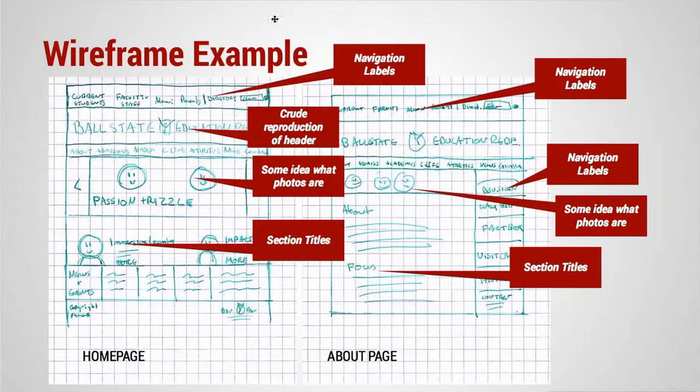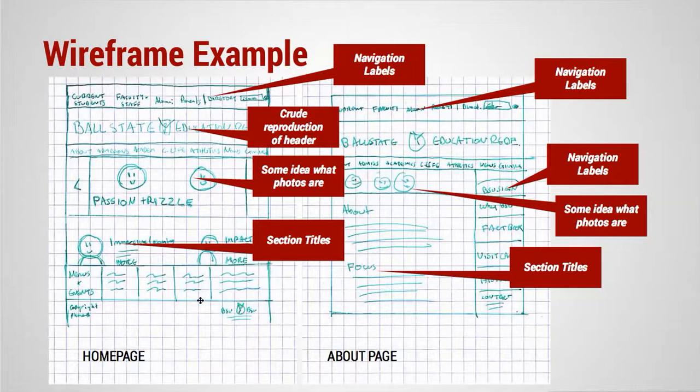You can see that I've included navigation labels, so I created names for all the menu items and I've written them here. Well, I used Ball State's example, but you're going to create your own. And then I drew a little crude reproduction of the header, so it's obvious where the header goes. Wherever there was a photo, I tried to give some idea of what the photo is. This is obviously a photo of people. I don't need to be really detailed showing what they're doing. I just want to show that I want this to be a picture of people.